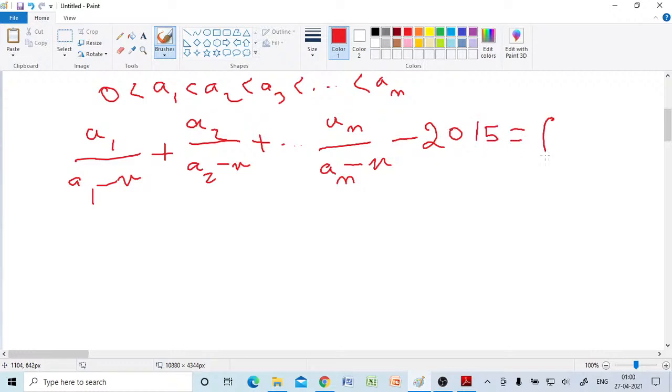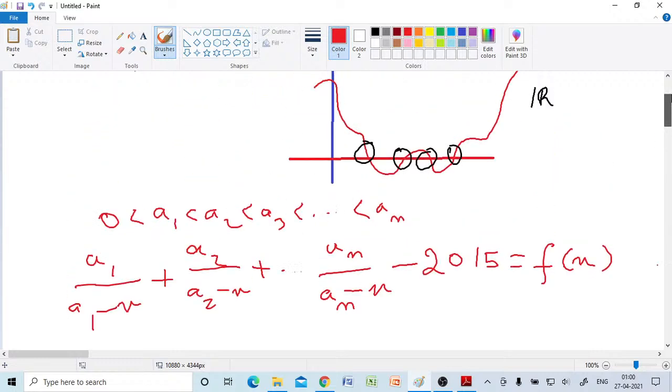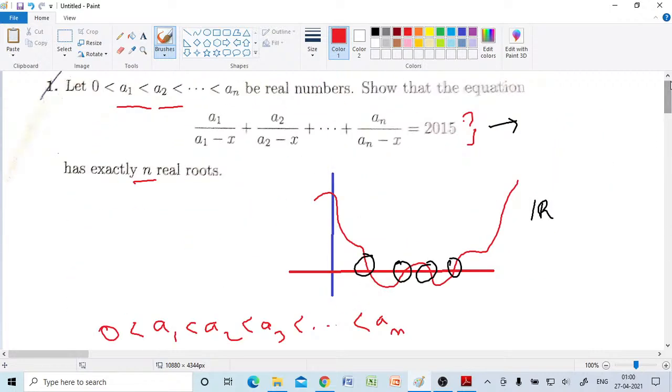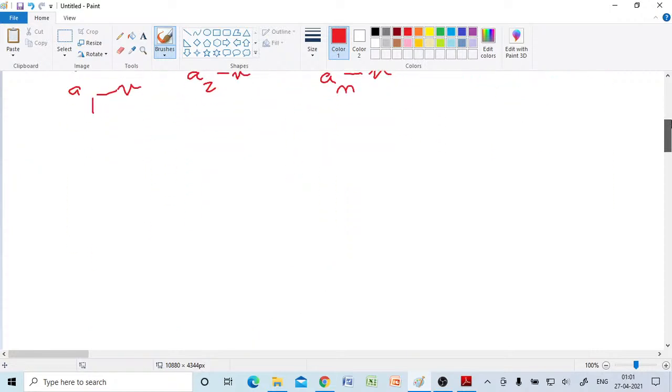Say that this particular thing is a function. Now we need to find the real roots of this function. Basically we need to find at which positions f of x is equal to 0. And we are told that there are exactly n real roots. So we don't need to find the roots, but we just need to prove that there exist n real roots of this equation. Okay, cool. So what can we do?